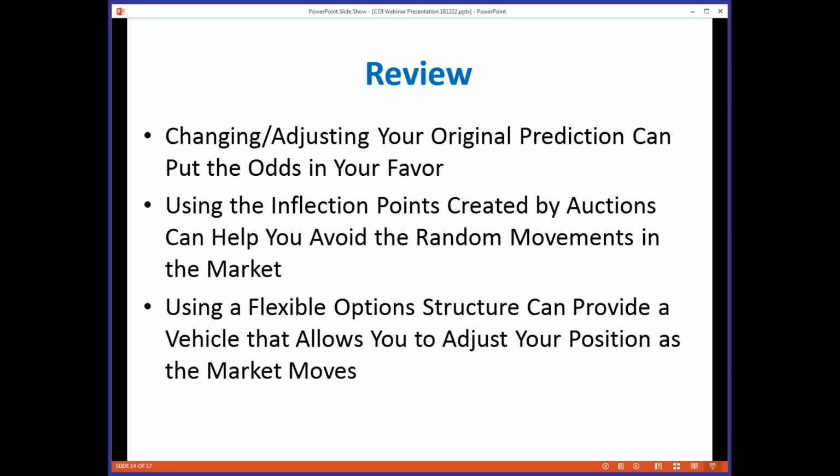And also we've learned that using a flexible option structure can provide a vehicle that allows us to adjust our position as the market moves. So it's one thing to say, in the Monty Hall example, that we know our original prediction is going to be wrong, but what do you do about it? Well, we come up with an option structure that's flexible enough so that we can adjust it and modify our original prediction as the market moves. So putting all of these things together, we come up with a trading strategy that's head and shoulders above anything else anybody else is doing out there.